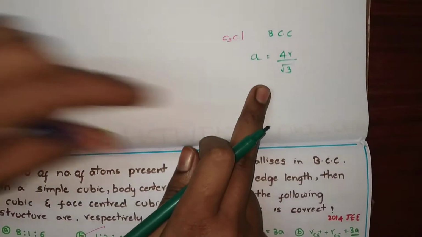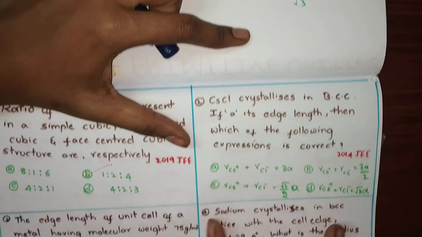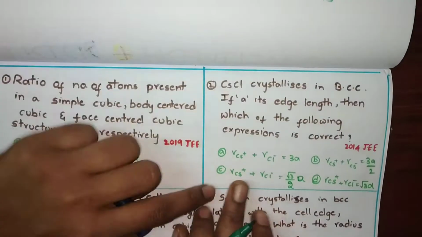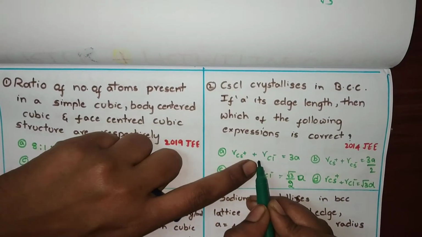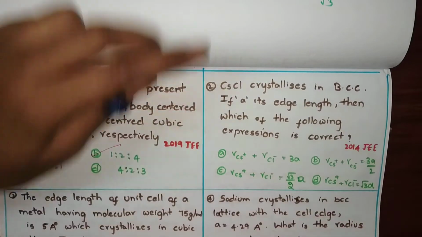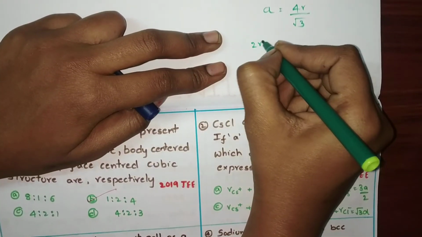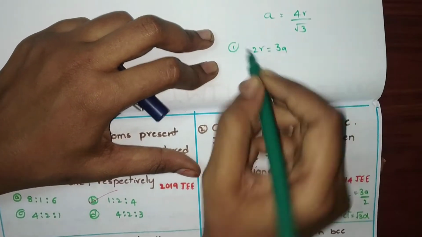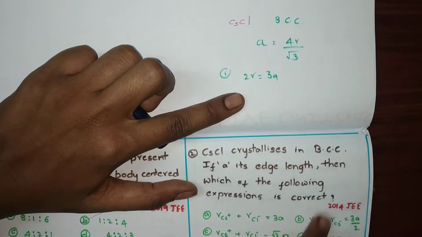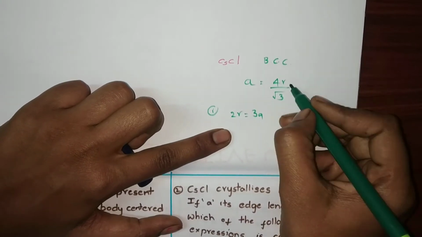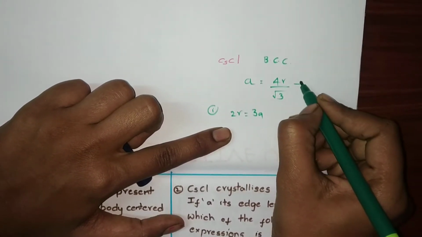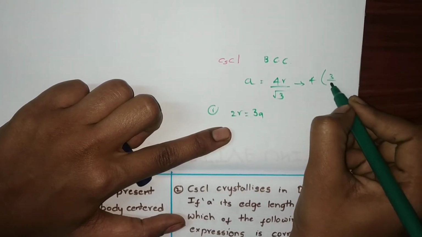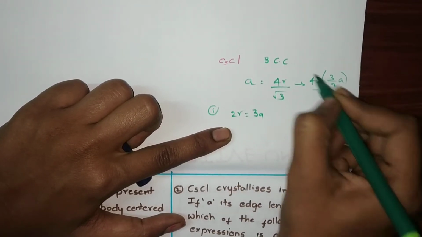And what is the correct option? Can I say from this, radius of Cs plus radius of Cl is 2r? 2r is given as 3a in the first option. Is it possible? Substitute it here: 4 into r, plus 3a by root 3. Not possible.